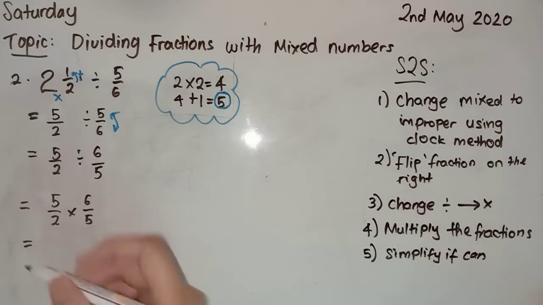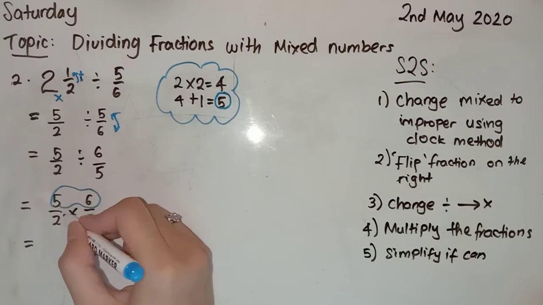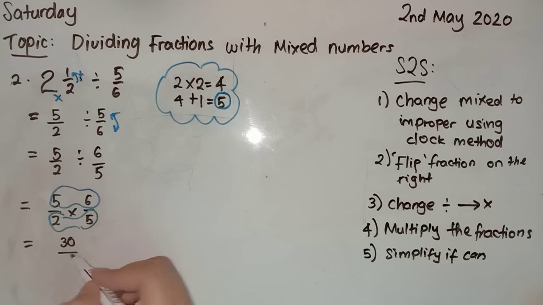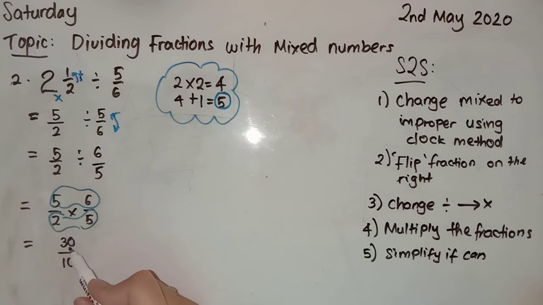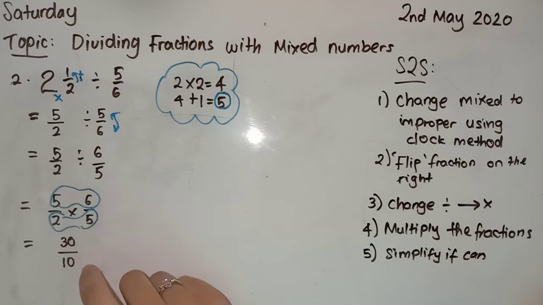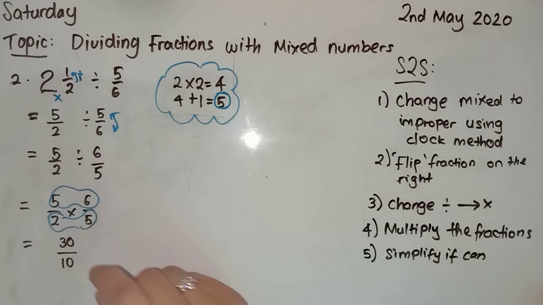So this becomes 5 times 6, 30, over 2 times 5, 10. Can you simplify? Yes, you can. Both are even. Okay, don't look at the 3. Look at the whole number, 30. 30 is even, 10 is even.